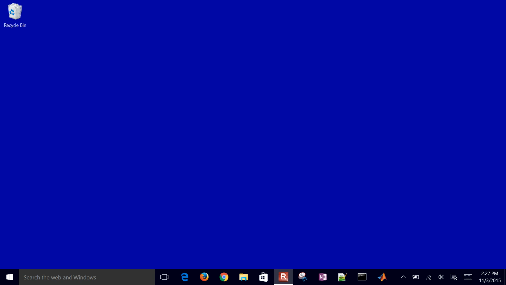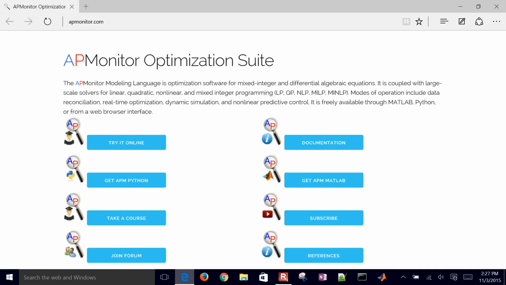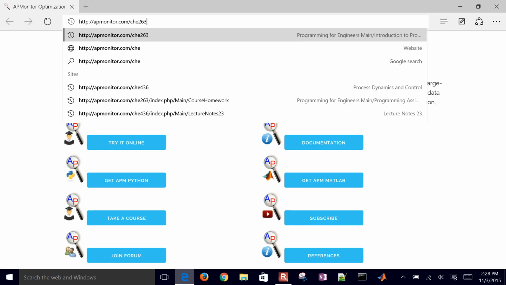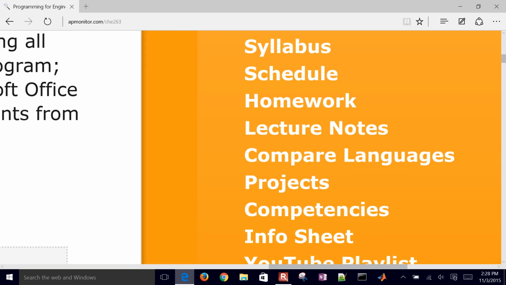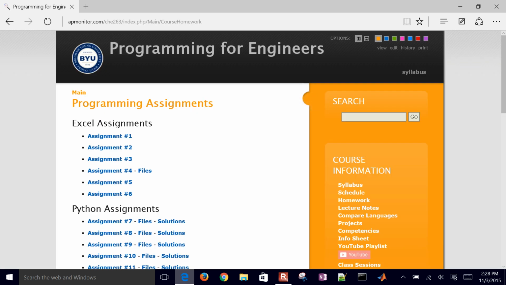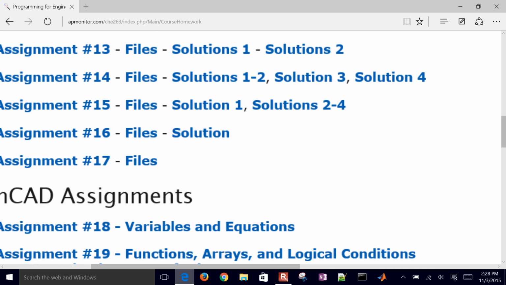We're going to cover the solution to a homework problem on how to do symbolic manipulation within Python. Come to the course website at APMonitor.com, CHE263, and then go down to the homework and you'll see the homework notes. Go down to assignment 17.